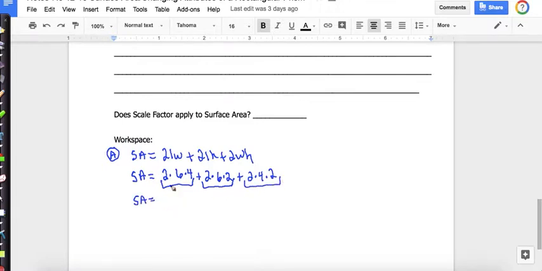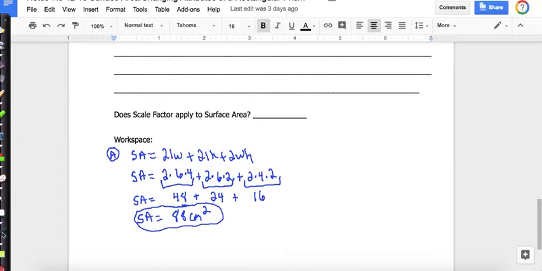Now I'm going to calculate each part. 2 times 6 is 12. 12 times 4 is 48. 2 times 6 is 12. 12 times 2 is 24. And 2 times 4 is 8. And 8 times 2 is 16. And when I add all that up, I get 88. What's our label? Centimeters what? Squared for surface area. Remember, volume is cubed. Surface area is always squared.